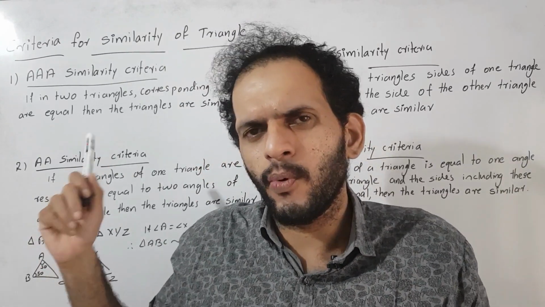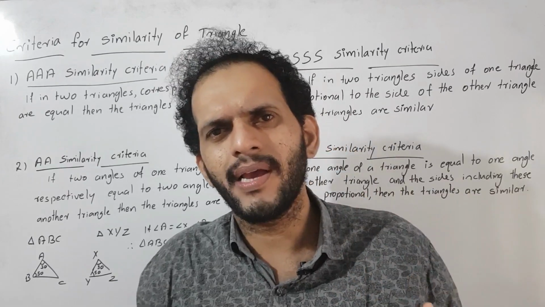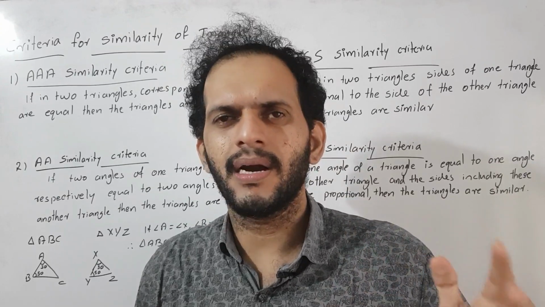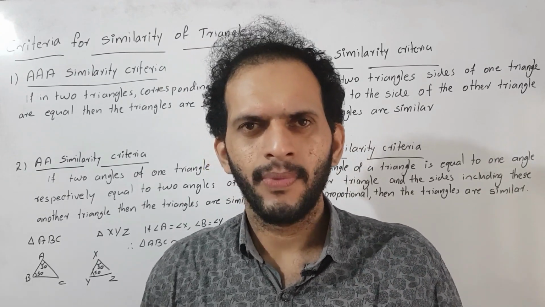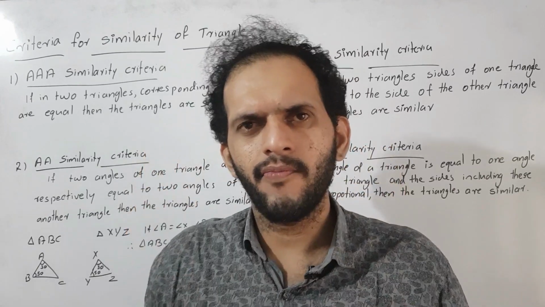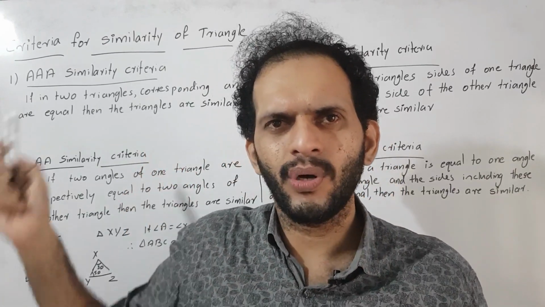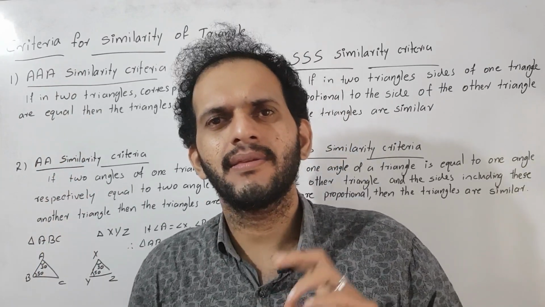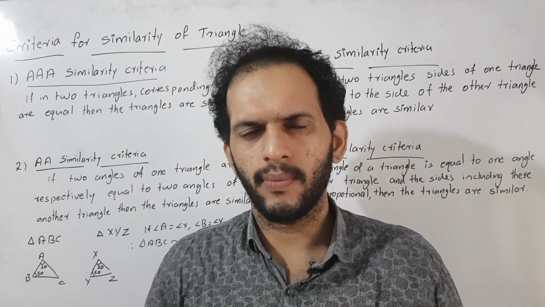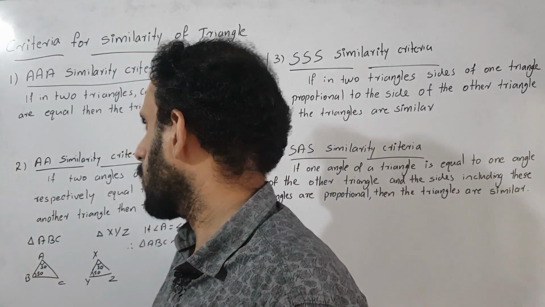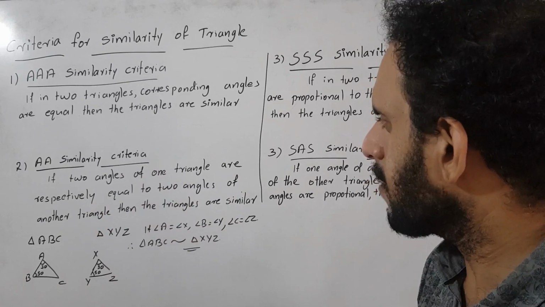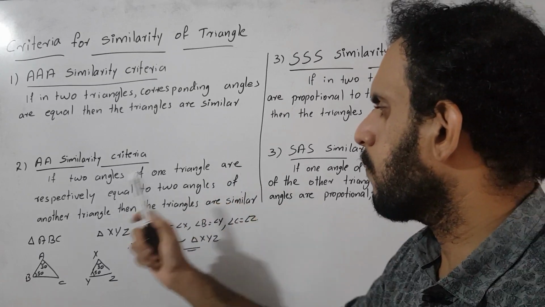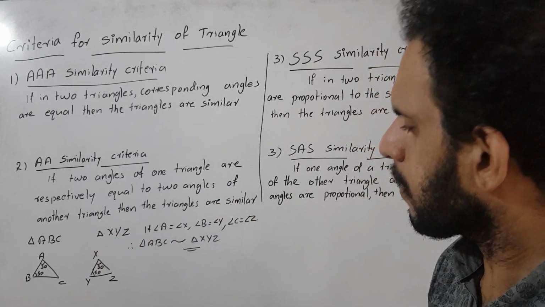For proving similarity it is enough to get two angles equal, then automatically the third angle is equal. So most commonly we apply the AA similarity, not AAA, because it is enough to get two angles equal. Then what is the AA similarity criteria? Two angles of one triangle are respectively equal to two angles of another triangle, then the triangles are similar.